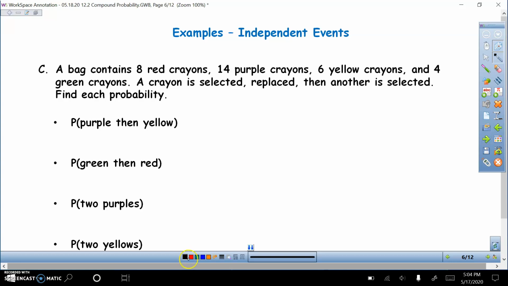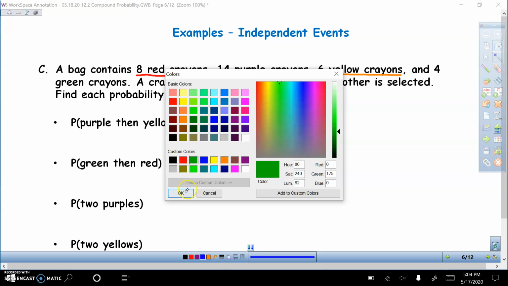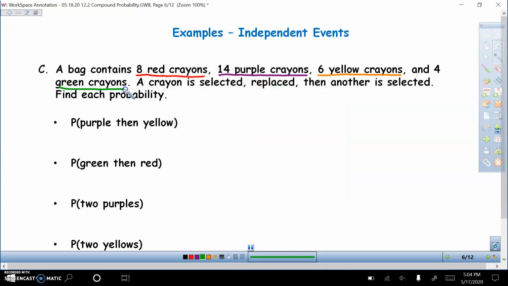So we have a bag that contains 8 red crayons, 14 purple crayons, 6 yellow crayons. I'm actually going to use orange because yellow doesn't show up very well. And then 4 green crayons. A crayon is selected, replaced. This is a key word. We'll notice that in our next example, but that word replaced is very important. So a crayon is selected, replaced, and then another is selected.